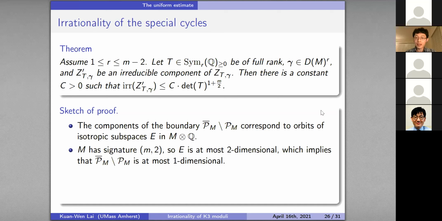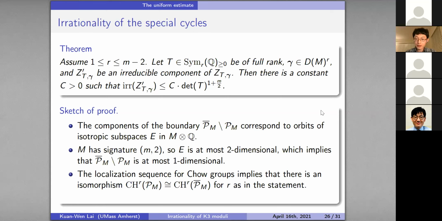And because here the lattice M has signature (m,2), and remember, we are talking about isotropic subspaces over Q, so in particular over R, in this case E will be at most two-dimensional. At most two-dimensional, so the complements are all one-dimensional. So this allows you to identify, using a localization sequence for Chow groups, that the Chow group of codimension R on the period space is isomorphic to the Chow group of codimension R on the compactification.